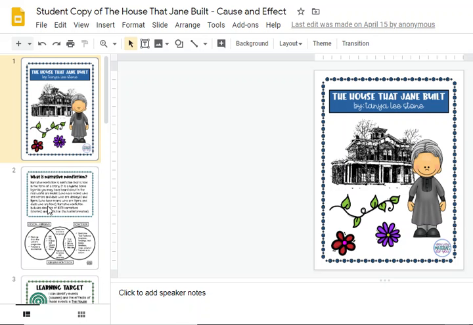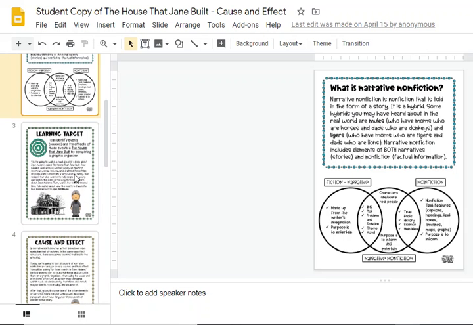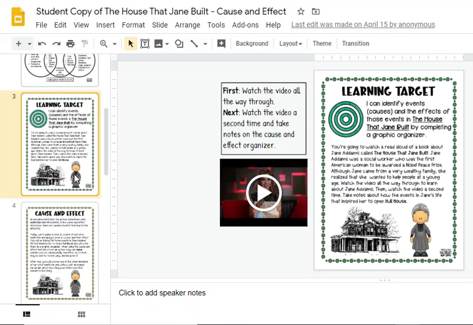This also includes, like all of these lessons, a description of what narrative nonfiction is. But the target for the day is I can identify events, causes, and the effects of those events in The House That Jane Built by completing a graphic organizer.